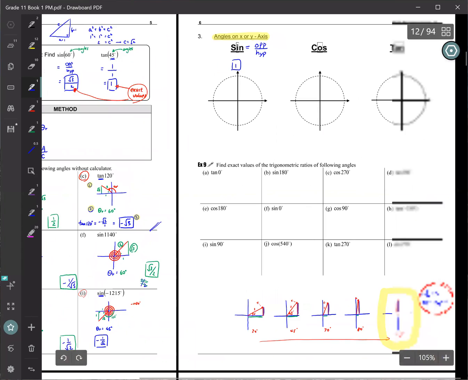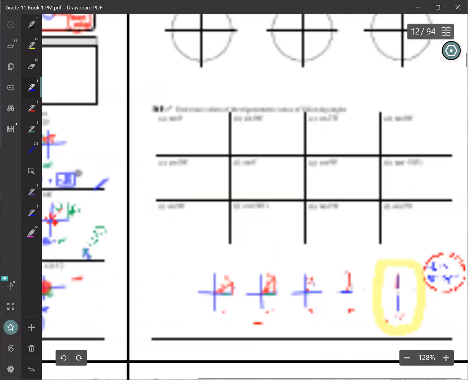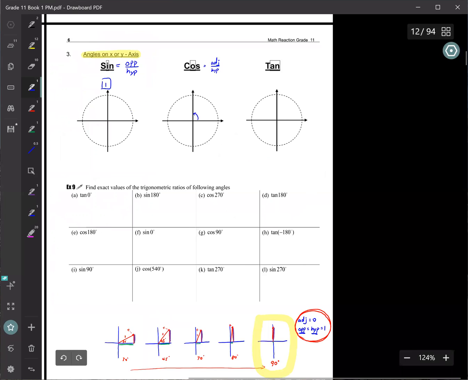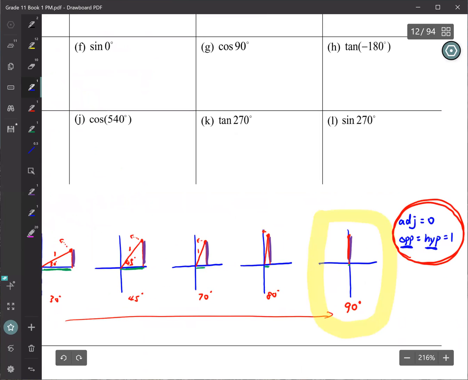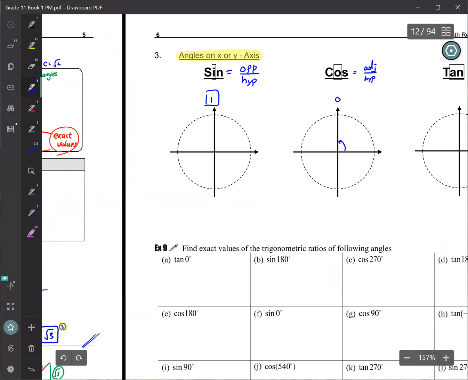Opposite over hypotenuse. I'm talking about this picture. Opposite is 1. Hypotenuse is 1. So you divide, they equal 1. Let's look at cosine. If the angle turns to 90 degrees, cosine is adjacent over hypotenuse. So cosine, adjacent is 0. Hypotenuse is 1, so 0 over 1, so it'll be 0.